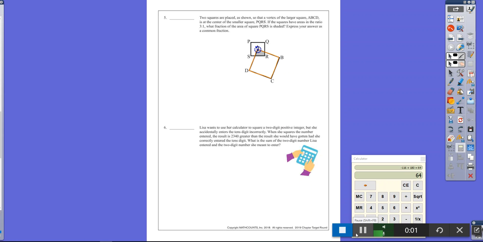All right, so question number 5 on the MathCounts 2019 Target Round. Problems number 5, 6, 7, and 8. Give me the stinking pen. Sorry.